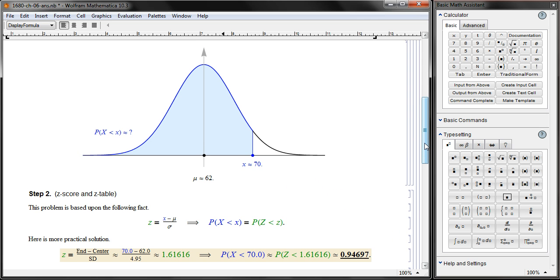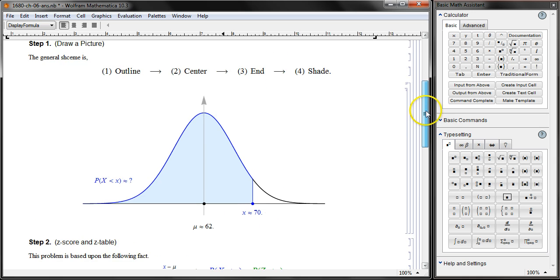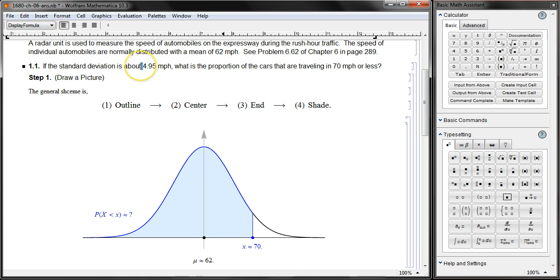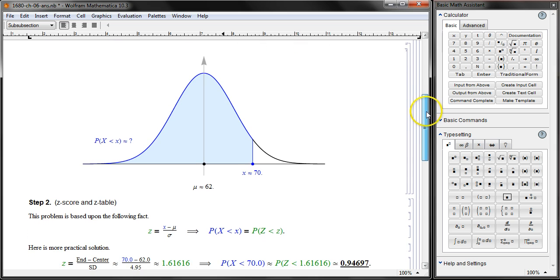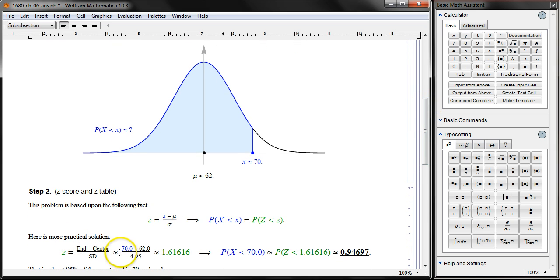Now how does this formula work? Well, what is the end? 70. What is the center? 62. What is the SD? The problem said 4.95, so that goes to the denominator, and that's how we get this computation down here.